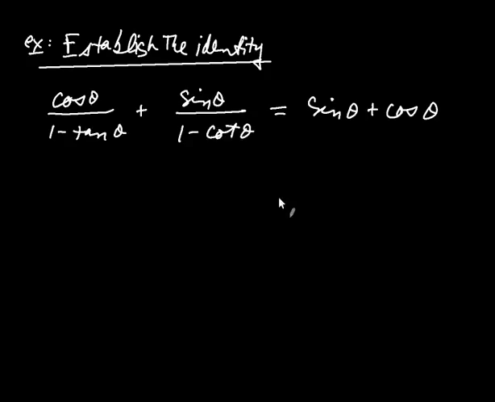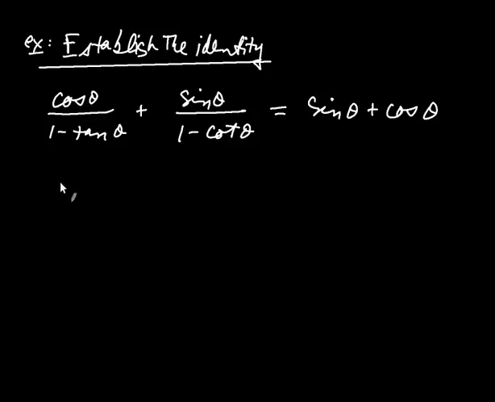Okay, let's establish the following identity. Cosine theta divided by 1 minus tangent theta plus sine theta over 1 minus cotangent theta is equal to sine theta plus cosine theta. As I mentioned in the previous example, what you typically do is start with the more complicated side, clearly the left-hand side again.